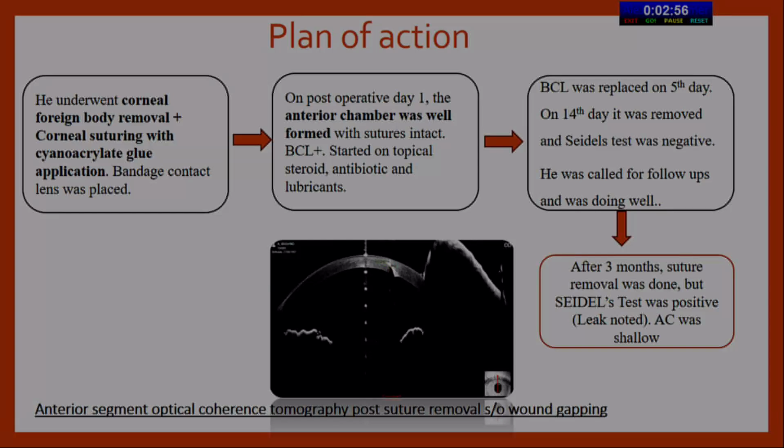So the plan of action was that he underwent a corneal tear foreign body removal with corneal suturing, and cyanoacrylate glue was applied. BCL was also placed. On post-op day 1, the anterior chamber was well formed, with the sutures intact. BCL was also present. We started a topical steroid-antibiotic combination and lubricant drops.